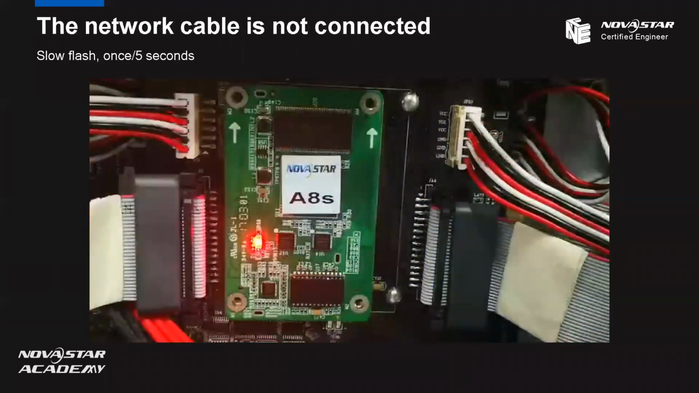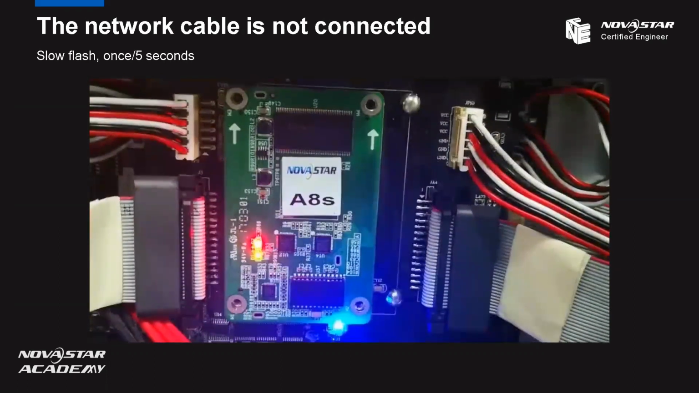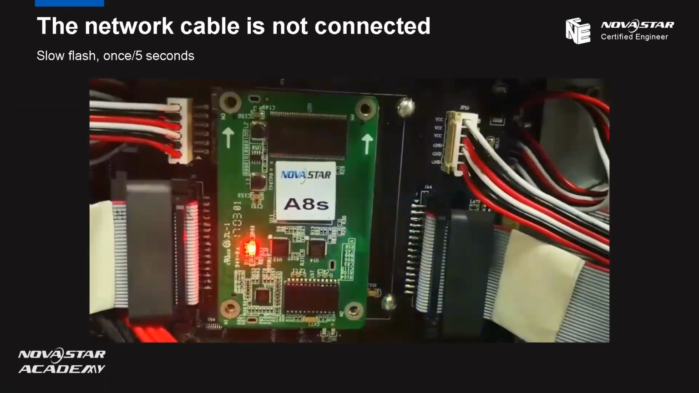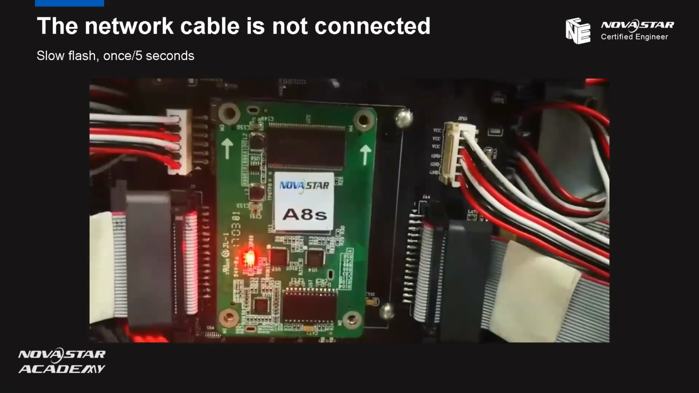For the third situation, the network cable is not connected. In that condition, the gray indicator is slow flash. It blinks once per 5 seconds. Again, we can see it in a video. It is a very, very slow flash.